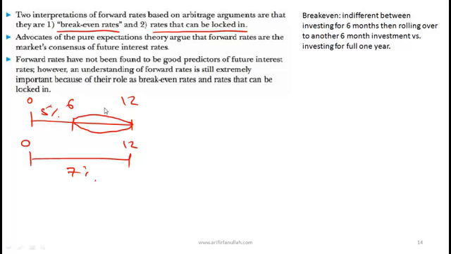So what's the approximate forward rate here? It's going to be approximately, if this is 5 and this is 7, how much is this probably going to be? Approximately 9%. So the forward rate is that rate which will make you break even between these two strategies. So that's the break even interpretation.